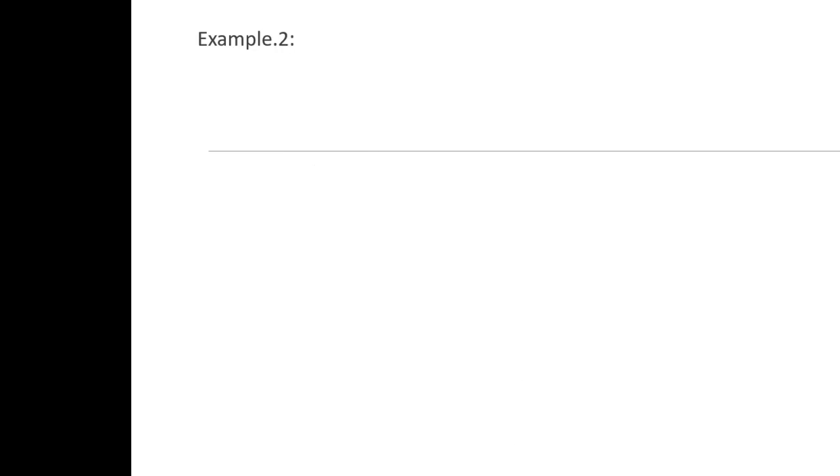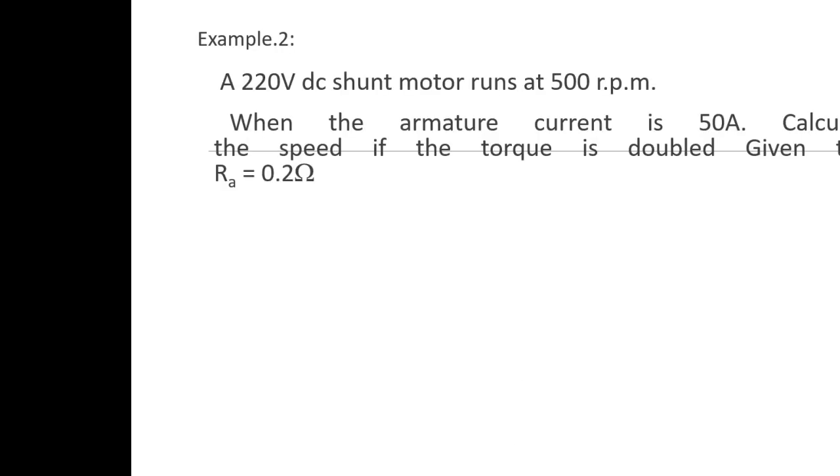Okay. Now we will go for the second problem. The second problem is telling that a 220 volts DC shunt motor runs at 500 rpm. It is a shunt motor. When the armature current is 50 amps, calculate the speed if the torque is doubled, given that RA is 0.2 ohms.